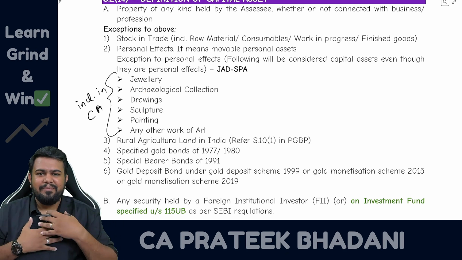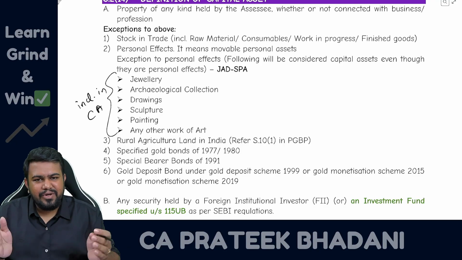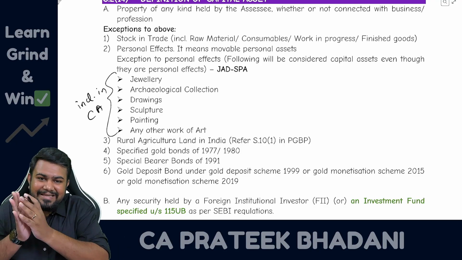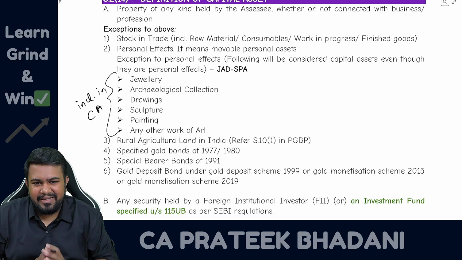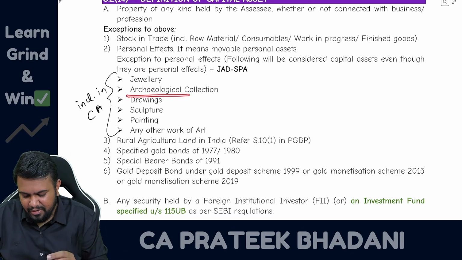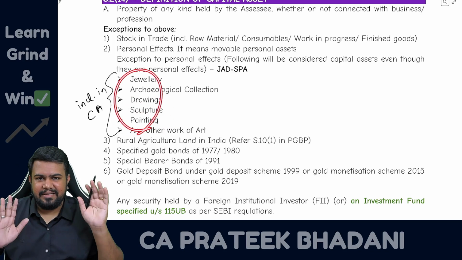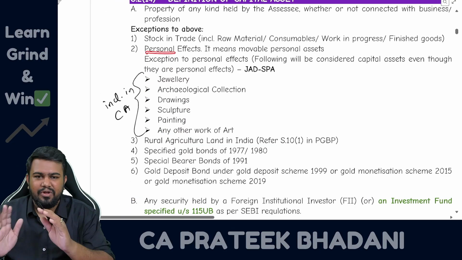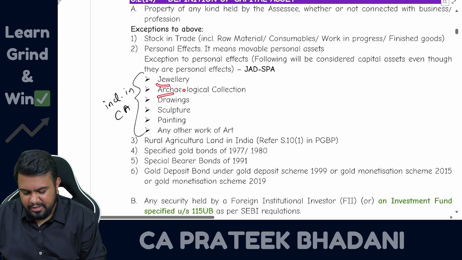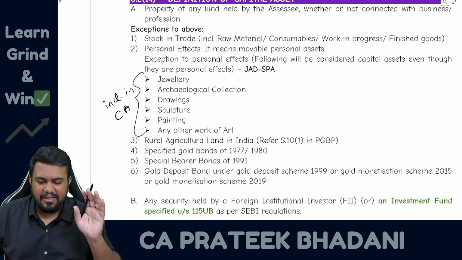So for example, I have jewelry. Jewelry is for personal use and it is a movable item, correct? So it is a personal effect. However, it is excluded from the meaning of personal effect. It means that jewelry will be considered a capital asset. Similarly, archaeological collection, drawings, sculpture, painting, or any other work of art will be considered capital asset. So what did I say? Personal effect is not capital asset, but jewelry, archaeological collection, drawing, painting, or any other work of art will be considered as capital asset. Fine.